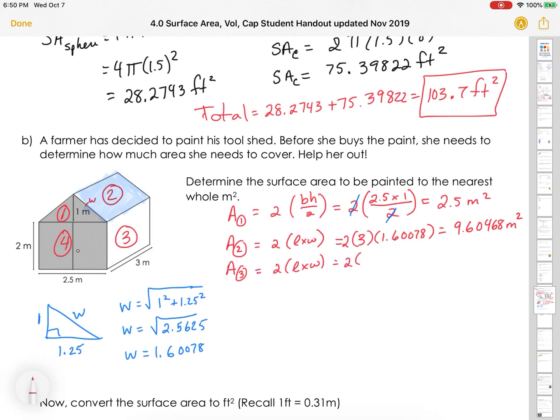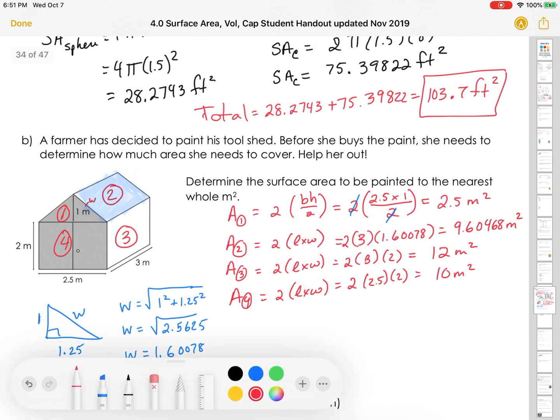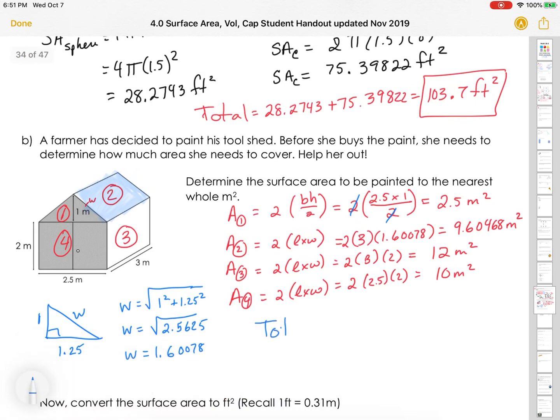Okay. Then we have the area of 3. It's 2 times length times width, because it's also a rectangle. So 2 times 3 times 2, because the height is 2 there. And that will give us 12 meters squared. And then we have the area of 4. And again, it's 2 times length times width. So 2 times 4 is 2.5 by 2. And we multiply that together and we get 10 meters squared.